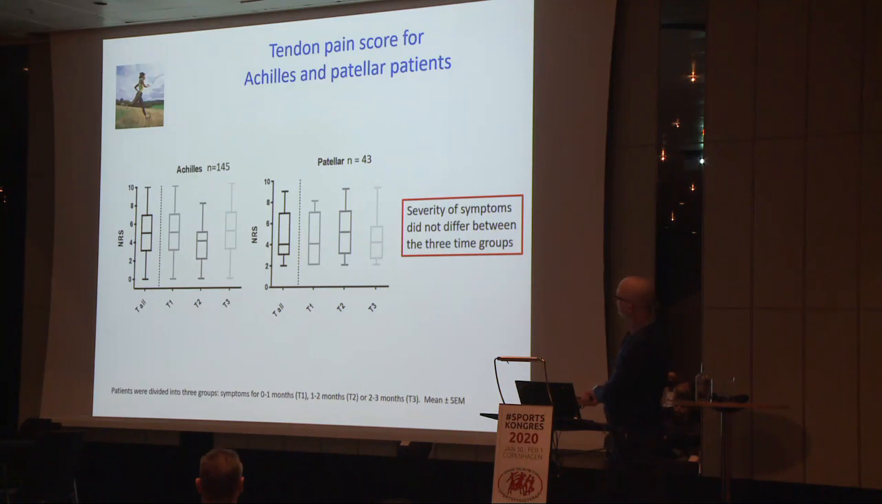So the findings here for our patients with Achilles and patellar tendinopathy: this is the scoring of how much pain they had, and this was the scoring for their average activity and sports activity. As you can see, there's not much of a difference between the different time periods. That's also true for the first one here, which was Achilles, and this is the patellar tendon.